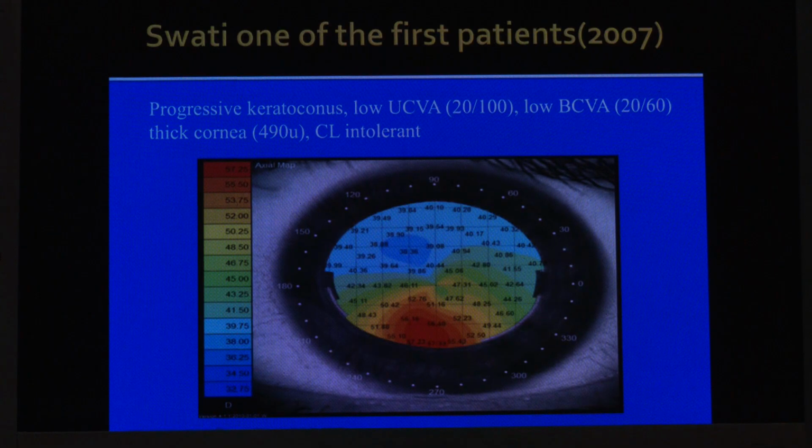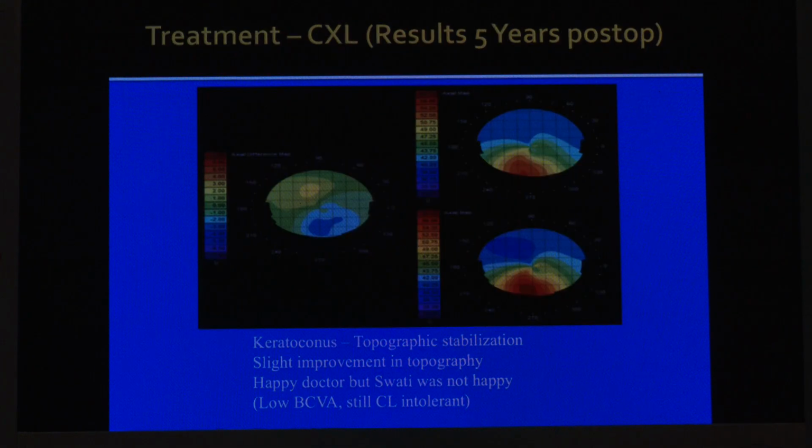You can see that she had a progressive keratoconus with a relatively low uncorrected visual acuity of 20/100, a reasonable but lower best corrected visual acuity with the spectacles of 20/60, and a thick cornea of 490 micron. She was contact lens intolerant. This is how she looked after 5 years.